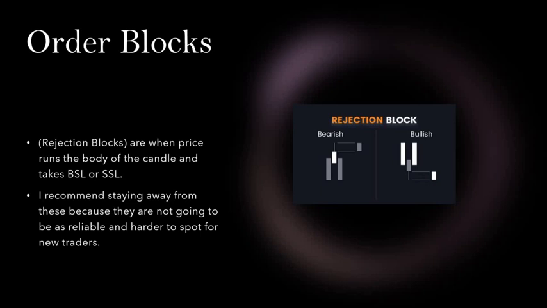Okay. So rejection blocks are when price runs the body of the candle and takes buy side liquidity or sell side liquidity. I recommend staying away from these because they are not going to be as reliable and harder to spot for new traders. Okay, so you see how the body closes here, but then opens down here. Body closes here, opens here. So it's when the bodies close at a distance from each other, and that's when price rejects the wick usually.